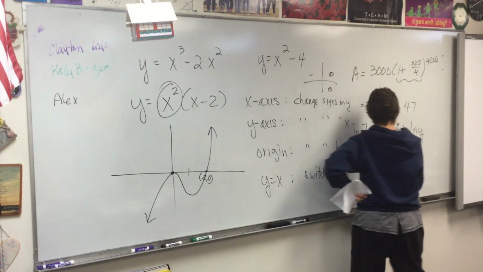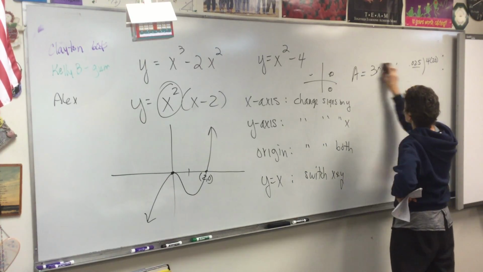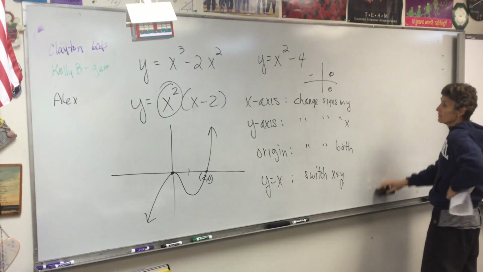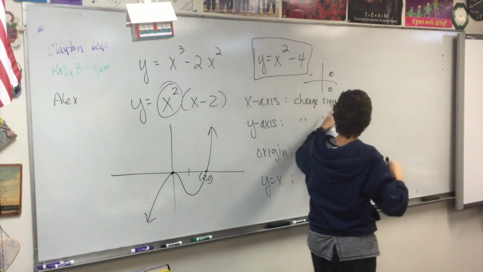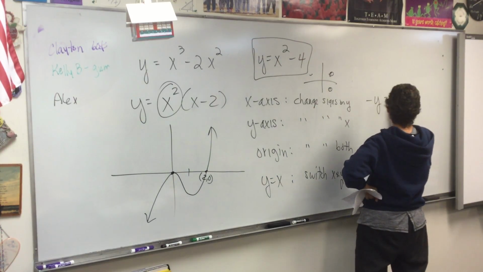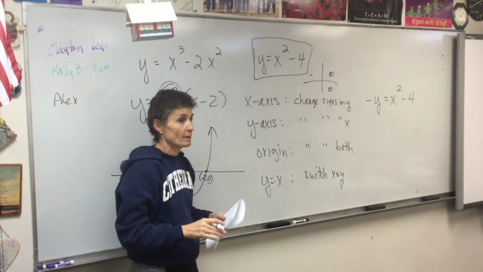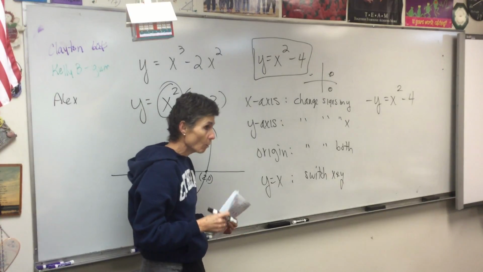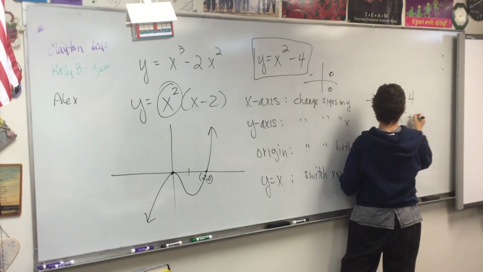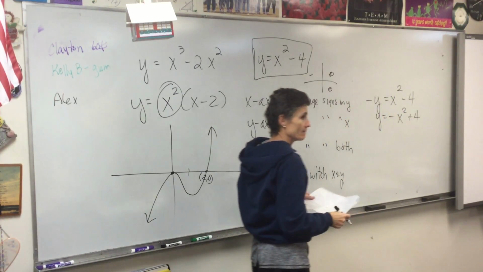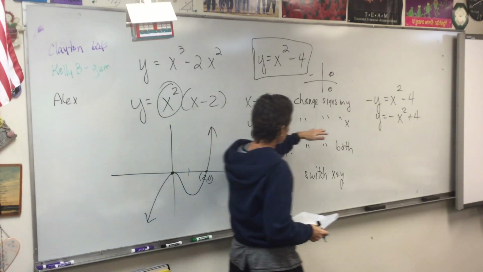So if I do those tests of symmetry on this problem, this is my given equation. If I change the sign on y, I would have this equation. Is that equation the same as the original one? No, kids, it's not the same at all. This would be y equals negative x squared plus 4. That's a different equation. Now, what if I change the sign on x?